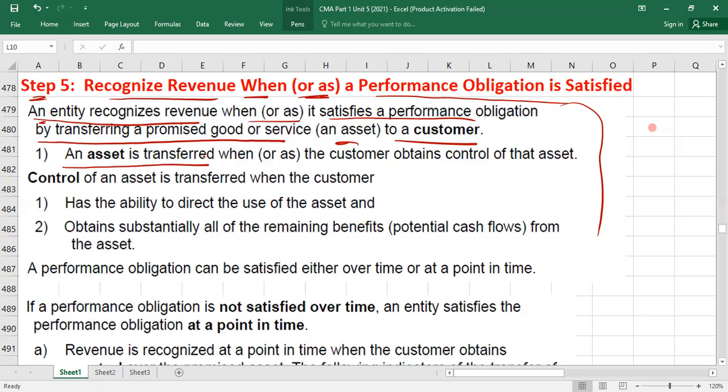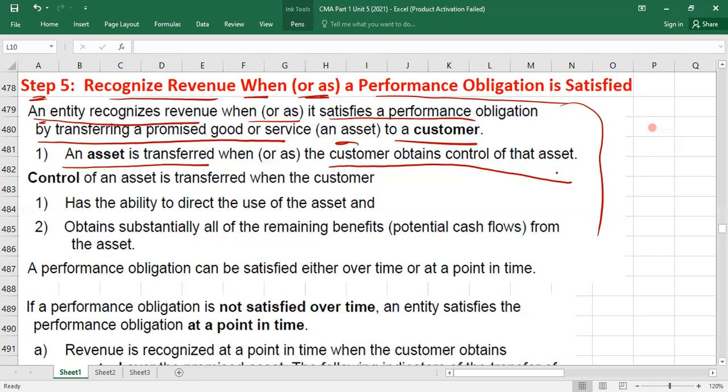We will assume that performance obligation is satisfied when an asset is transferred. And when will we assume an asset is transferred? Asset is transferred when the customer obtains the control. This is the key word. In simple words, performance obligation is satisfied when the control of the goods is passed to the customer.